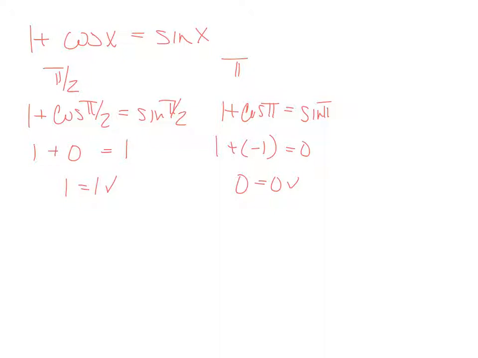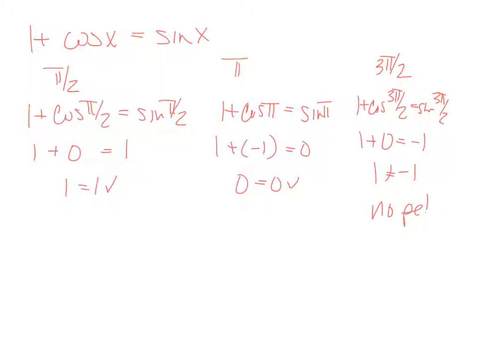And then try that last one, which is 3 pi over 2. 1 plus cosine 3 pi over 2 equals sine 3 pi over 2. 1 plus 0 equals negative 1. 1 does not, in fact, equal negative 1. So that one doesn't work. That says nope.